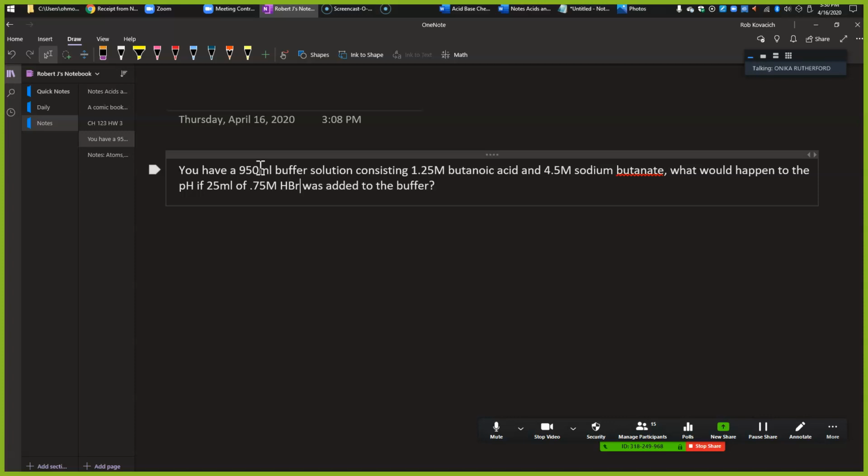Wait, would it be like 0.975 liters, or would it be 0.95 liters since we added the 25 milliliters? I'm trying to figure out the liters for. Since we're working with the concentrations, don't you just use the original amount to figure out the number of moles of the substance? Yeah, that's what I'm thinking. Okay.